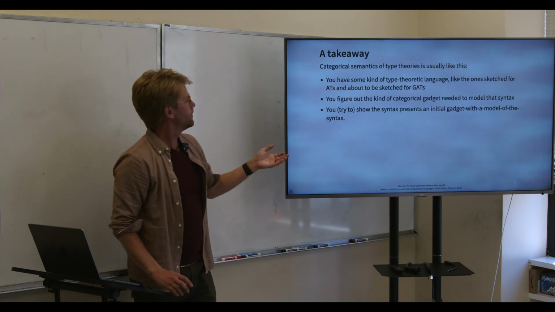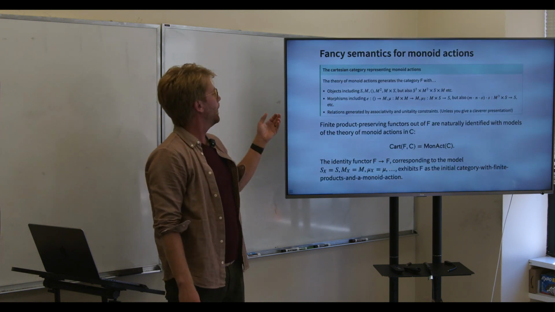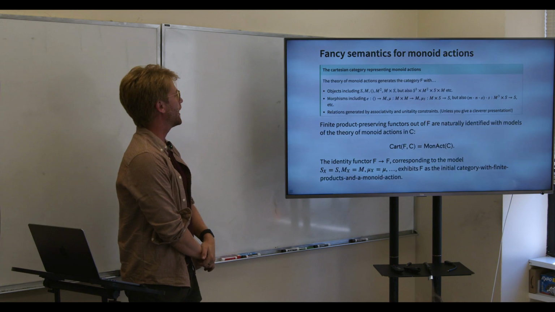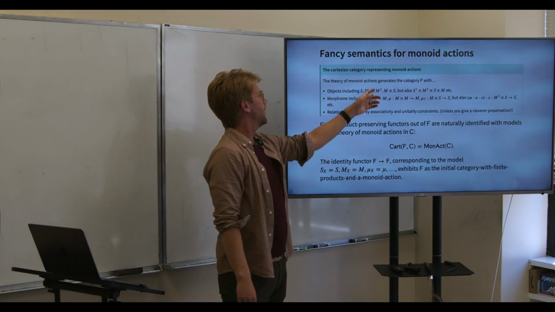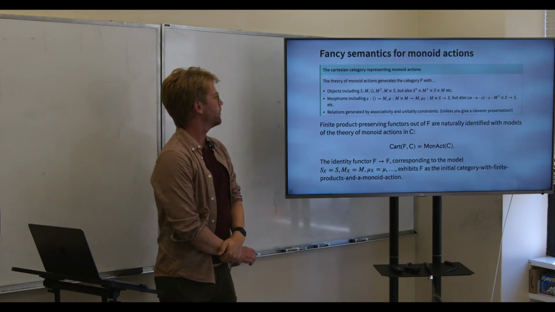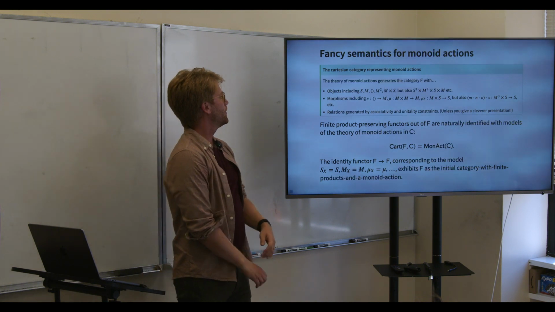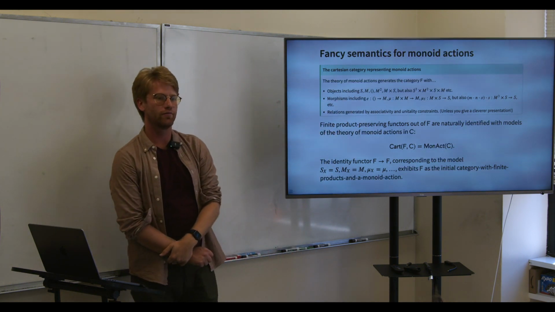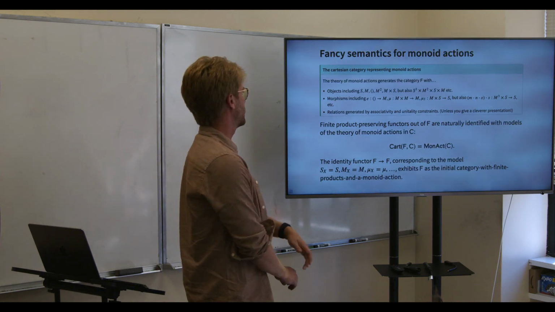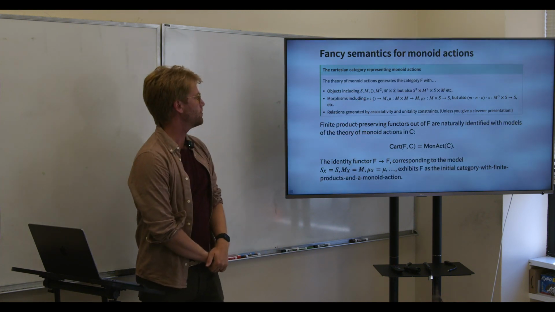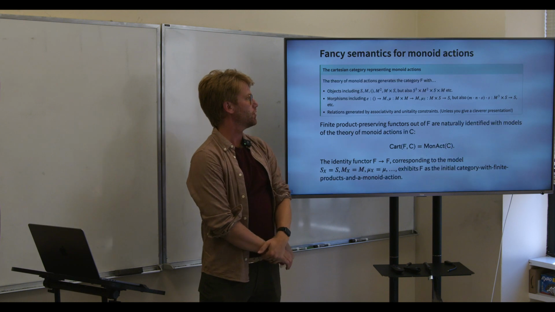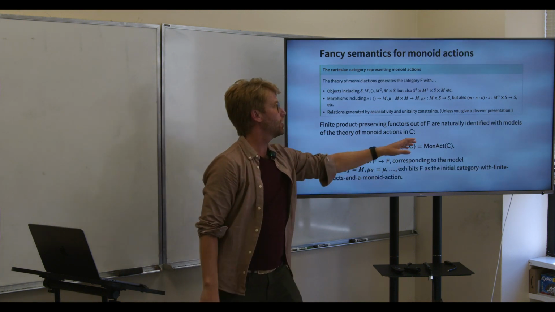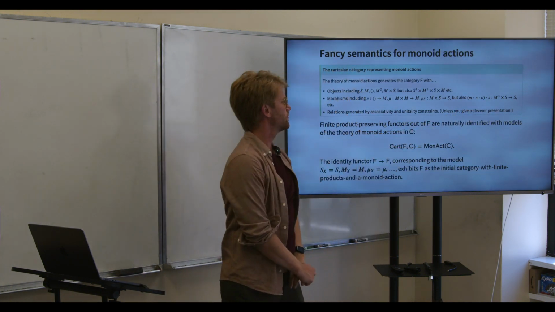such as for the theory of monoid actions. If you want to freely build a category with finite products out of that theory, you've got an object S and an object M, and you have finite products of M's and S's, including the empty finite product, so that'll be a terminal object. And you have morphisms for the operations in your theory, and also the derived operations.